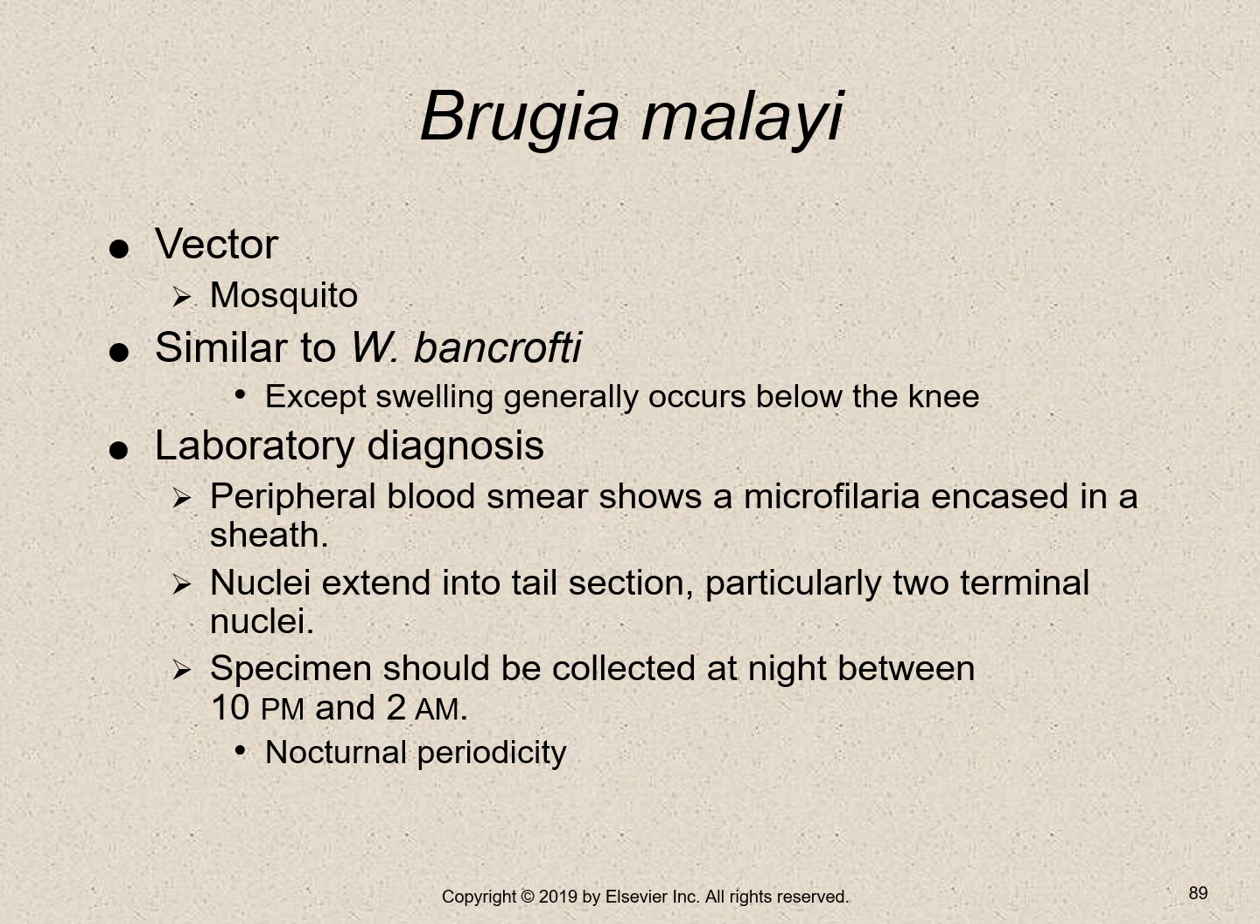Brugia malayi is another nocturnal microfilarial species that's found in the Far East, including Korea, China, and the Philippines. Mosquitoes have been shown to transmit Brugia species. The pathologic presentation of disease and clinical symptoms are similar to those seen with Wuchereria bancrofti infections. The main distinguishing characteristics of the microfilariae are the presence of a sheath and the arrangement of tail nuclei, since the nuclei extend to the tip, but a space separates the two terminal nuclei. Again, since Brugia malayi is nocturnal, specimens should be collected at night between 10 p.m. and 2 a.m.